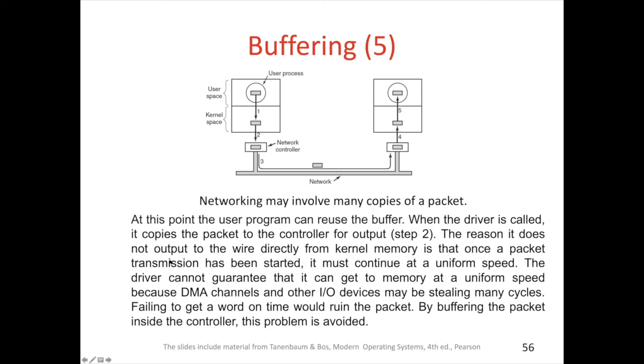The reason it does not output to the wire directly from kernel memory is that once a packet transmission has been started, it must continue at a uniform speed. The driver cannot guarantee that it can get to memory at a uniform speed because DMA channels and other input-output devices may be stealing many cycles. Failing to get a word on time would ruin the packet. By buffering the packet inside the controller, this problem is avoided.